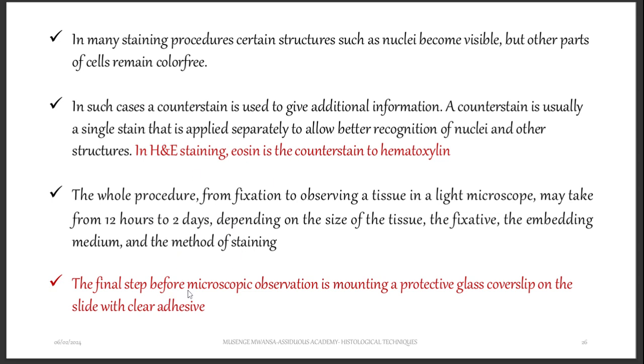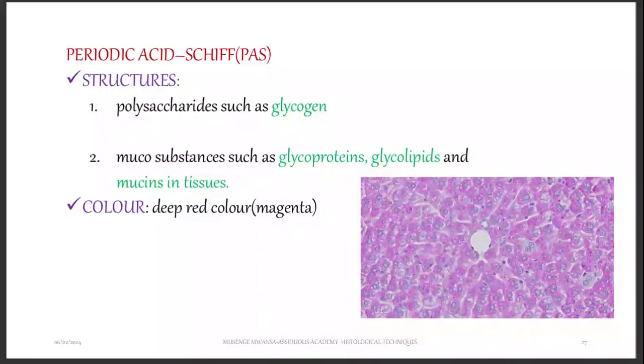And then the final step before microscopic observation is mounting a protective glass cover slip on the slide. So once you've stained, now you get your specimen, you put it under the microscope, and then you put a cover slip on top to be able to view under the microscope. Now you have got other dyes that you need to understand. The way questions come is they can mention a dye and then they tell you if it stains this cell, what color is it going to stain? Or they'll just say what stain was used. They will give you a slide.